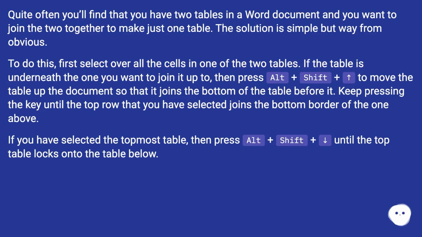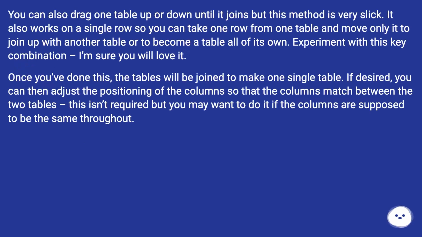If you have selected the topmost table, then press Alt plus Shift plus Down until the top table locks onto the table below. You can also drag one table up or down until it joins, but this method is very slick. It also works on a single row, so you can take one row from one table and move only it to join up with another table or to become a table all of its own. Experiment with this key combination. I'm sure you will love it.